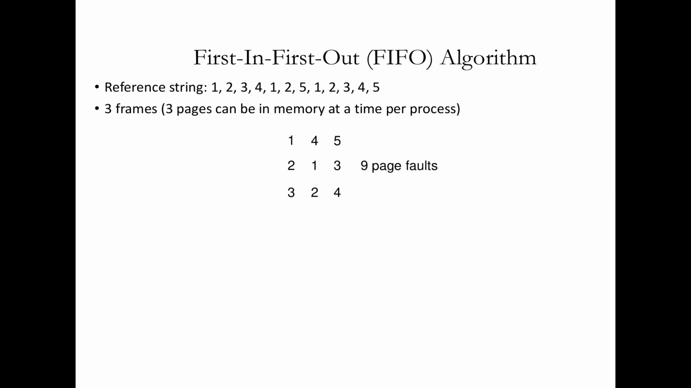So now we have to bring 5. What is the oldest now? The oldest now is 4. So we kick out 4, and then we get 5. What is the oldest now? 1, right? So we kick out 1 and bring 3. Then we kick out 2 and bring 4. So we have 9 page faults at this point. And now we are lucky, 5 is finally in memory, so we don't kick out anything, we just take it from memory. So that is the first in, first out algorithm.